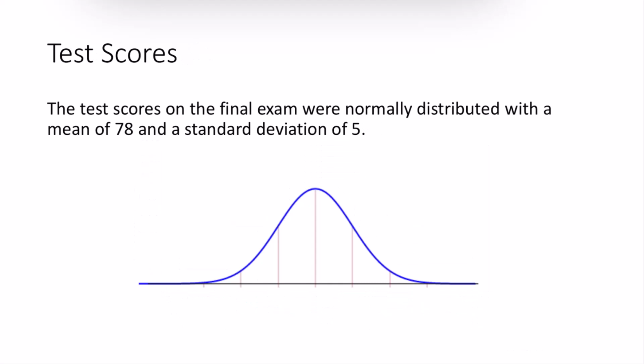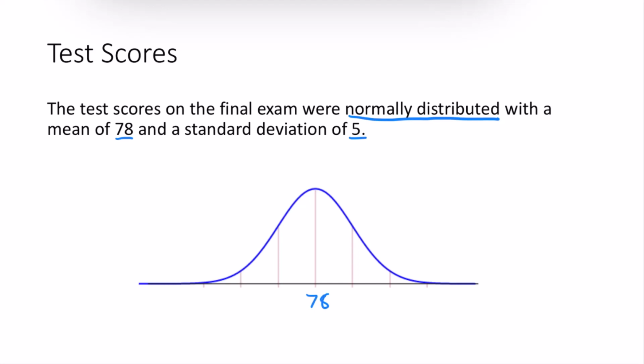So one of the situations in real life where the data set is usually normally distributed is when you take a test. So let's say that there is a math class and the test scores on the final exam were normally distributed with a mean of 78 and a standard deviation of 5. So because the test scores on the exam were normally distributed, that means that the empirical rule will apply. And that basically tells me that my data set is centered around my mean, which is 78.